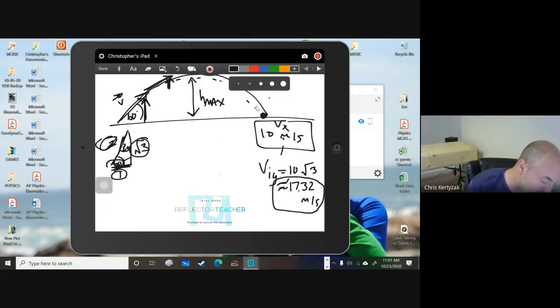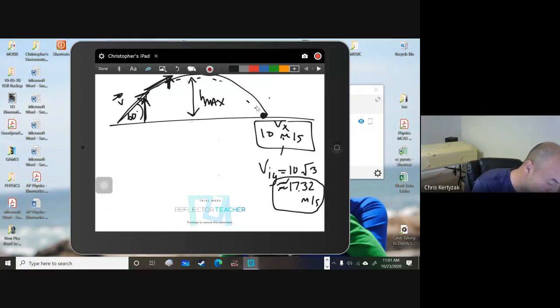All right. So now, if we're interested in the total time to reach the ending spot, the total time that it's in the air, there's two ways of doing this, and the easiest way is using this formula.